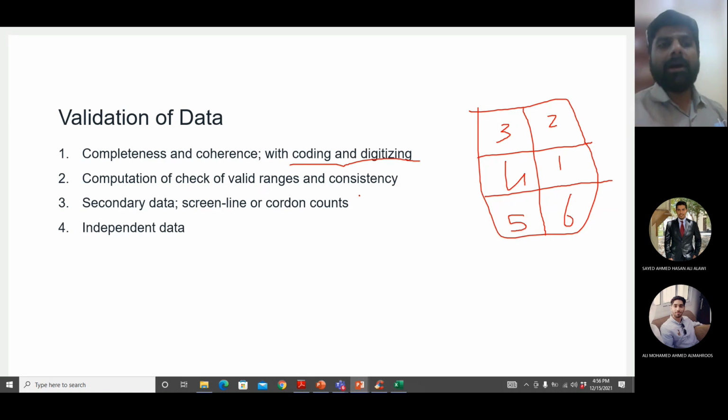Okay, validation by using secondary data like screen line count or quadrant count. So you have calculated the number of trips of the area, and then you check if this number of trips is actually conforming to the count which you have taken on the boundary of the area. So your data shows that 100,000 trips are generated from this area. But when you counted the number of vehicles going out of the area, there are only 10,000. So that means there's a problem. So you can check the data using any secondary source.